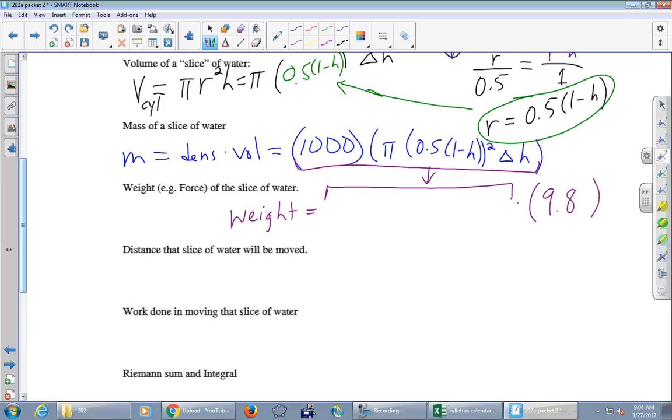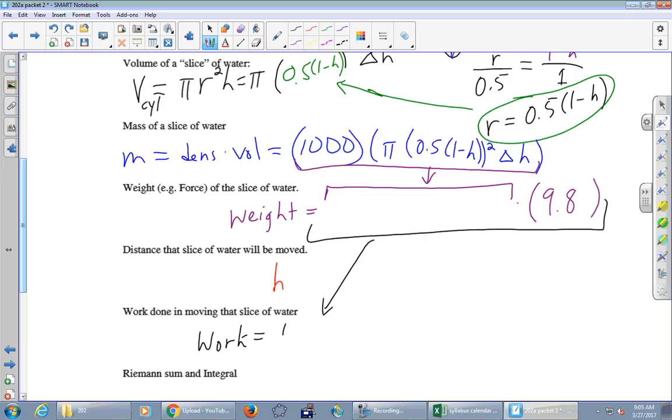Next up is the distance that slice of water will be moved. Look at your picture. What should we call that distance? We call it h. Easy. So we called h how far it is. Yeah, h is changing. Okay, and then the work. What's the definition for work? Good. So work is equal to weight times distance. Weight is all of this stuff, times the distance, which we said is h.